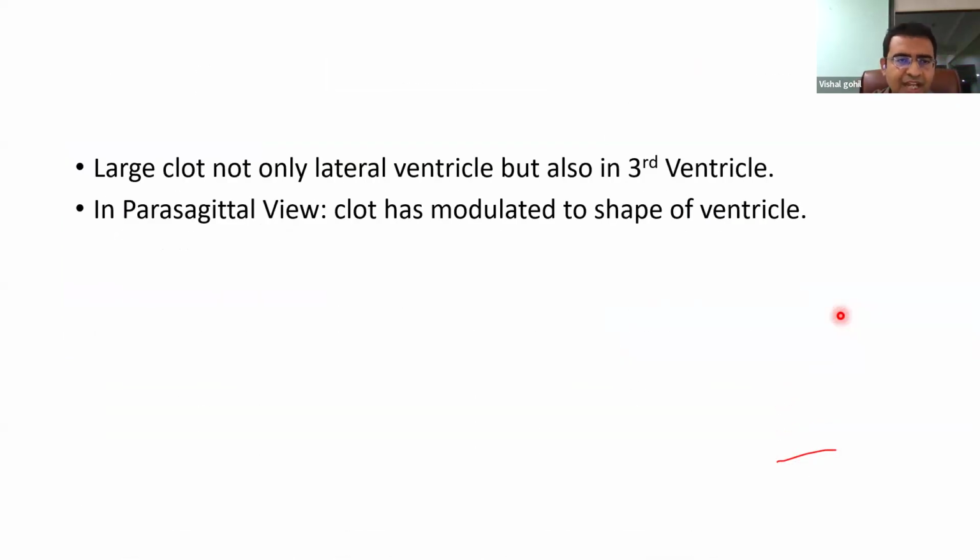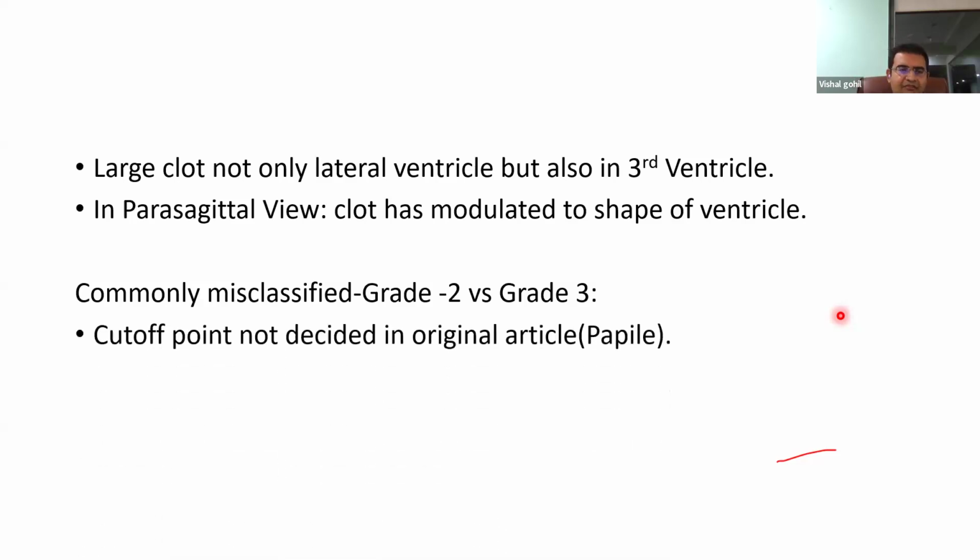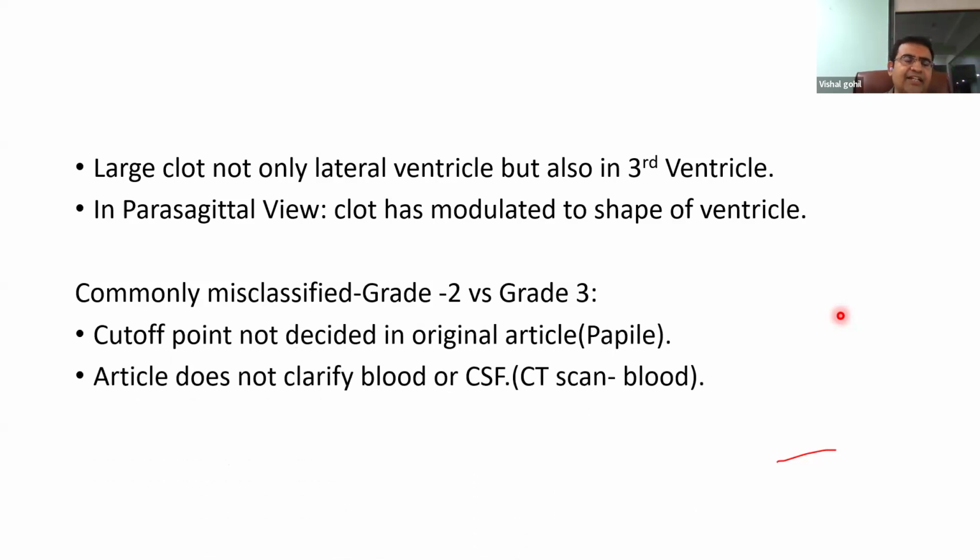Okay. Now, there are a few things we need to remember. Most of the time, when you are a beginner, you might misclassify grade 2 and grade 3 IVH because there is also a bit of confusion all the time. Why is it so? Because in the original article, they could not decide the cutoff point, grade 2 versus grade 3. Second most important thing, they haven't clarified whether dilatation is by blood or by the CSF. Of course, when we went through the original article, the CT scan showed the blood. So we presume that the dilatation must be by the blood.